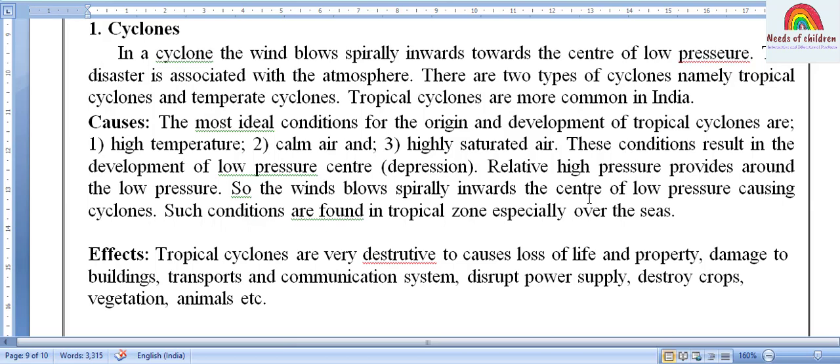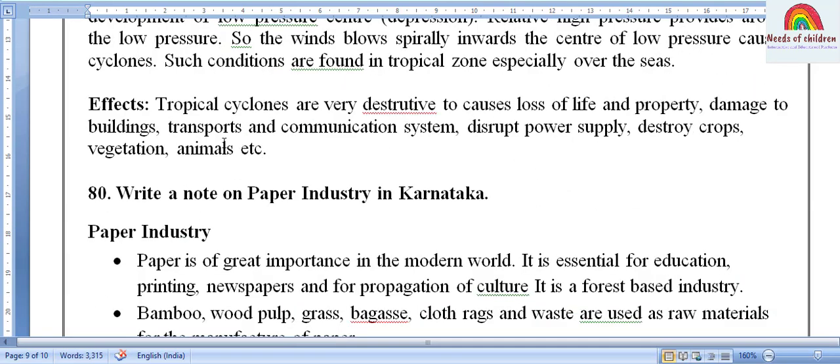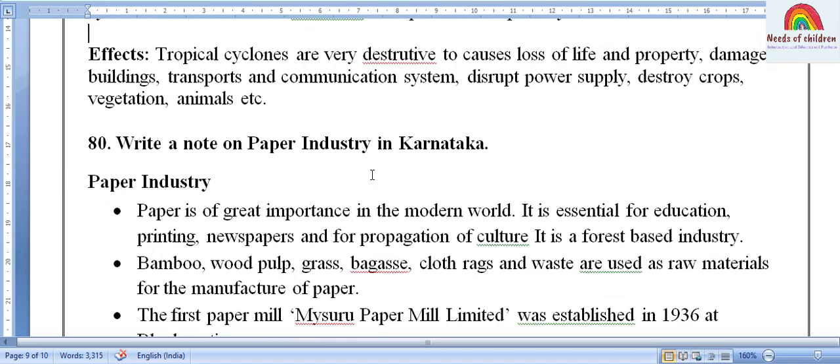And the effects of cyclones. Tropical cyclones are very destructive and cause loss of life and property, damage to the buildings, transport and communication systems, disrupt power supply, destroy crops, vegetation, animals, etc.